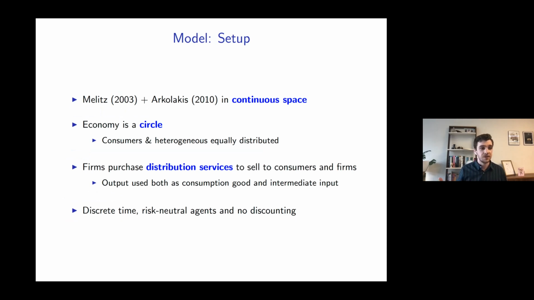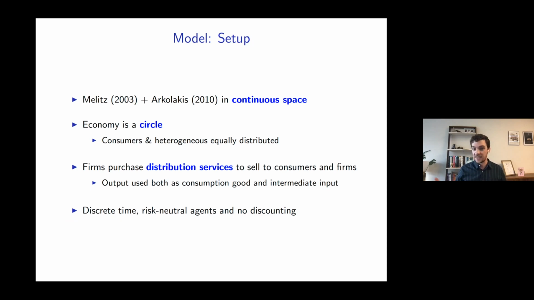And at each point on the circle, there's a continuum of consumers and heterogeneous firms. Now, these firms are going to be purchasing distribution services from a distribution sector in order to sell to consumers and other firms all around the circle. And so output is going to be used both as a consumption good and as an intermediate input.